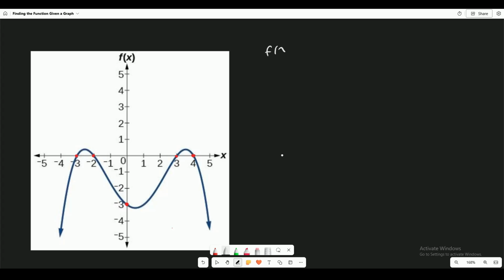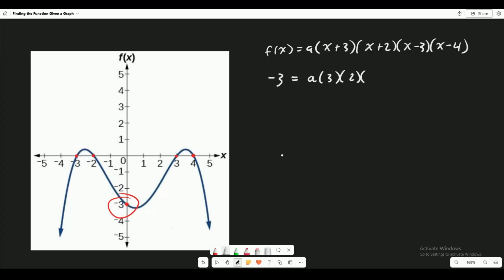So f of x is equal to a times x plus 3 for the first root from left to right, x plus 2 times x minus 3 times x minus 4, just like that. And now we can plug in our known values, this known point, so that we can find out what our a value is. So when x is 0, y is negative 3. So the function value is negative 3 when x is 0.